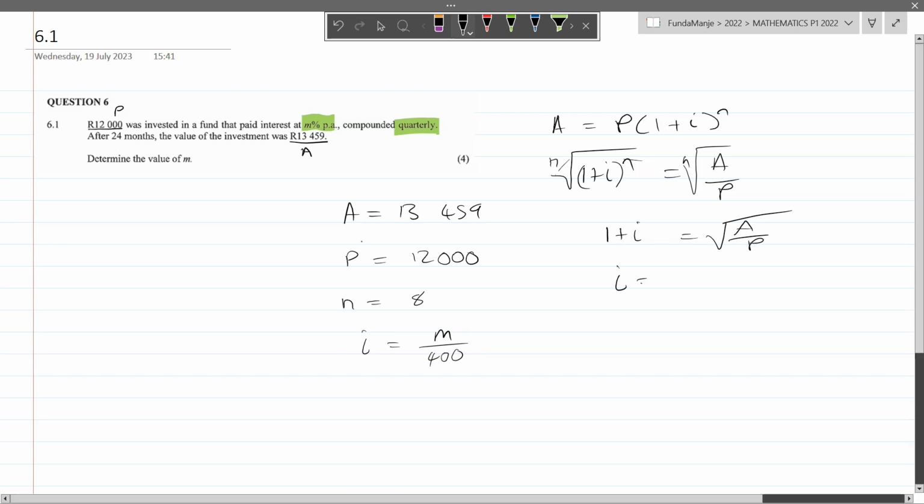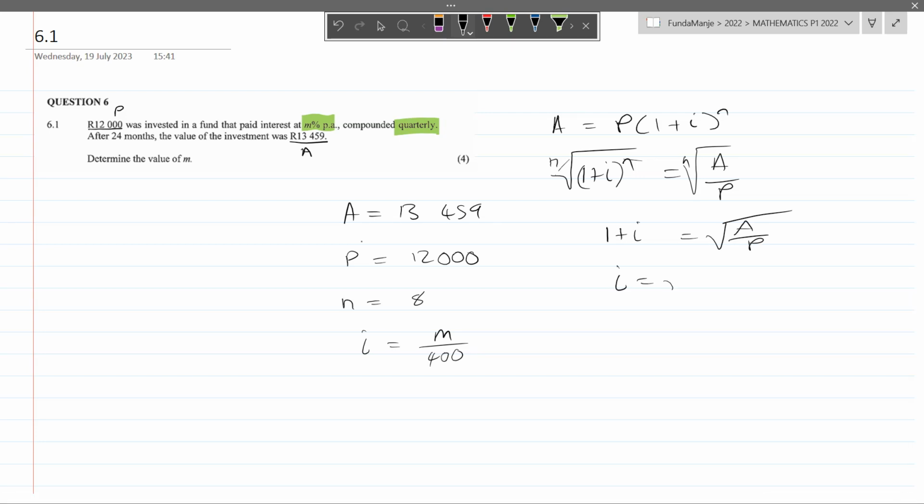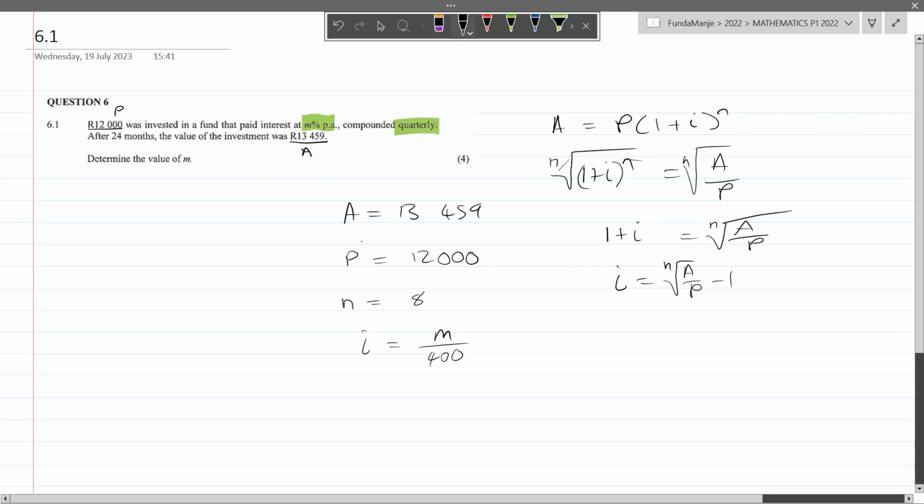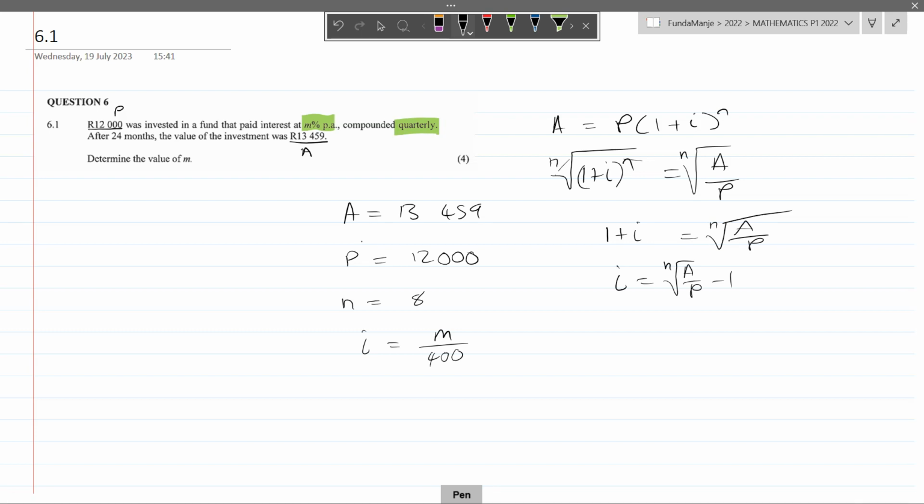and then you can just say i is equals to the nth root of A over P minus 1. And this is not a square root. This is the only mistake that might arise from this, forgetting the signs. But I prefer making what you want the subject of the formula before making any substitutions.